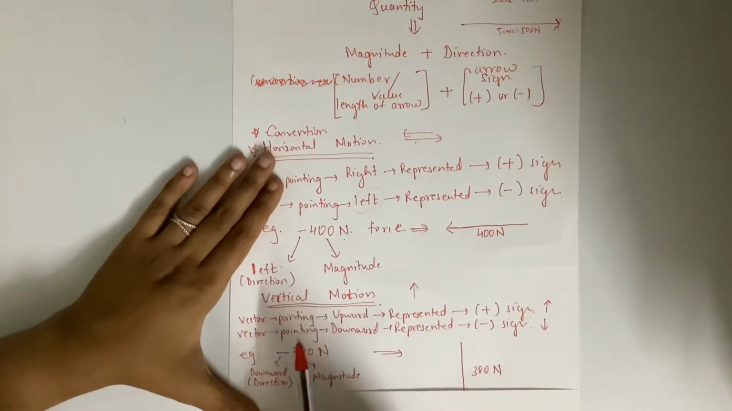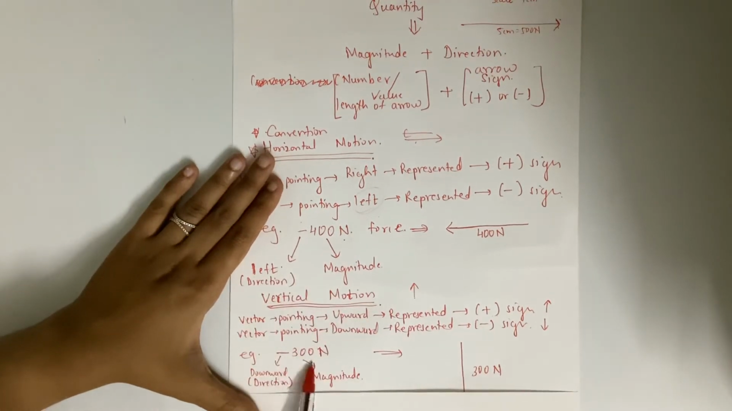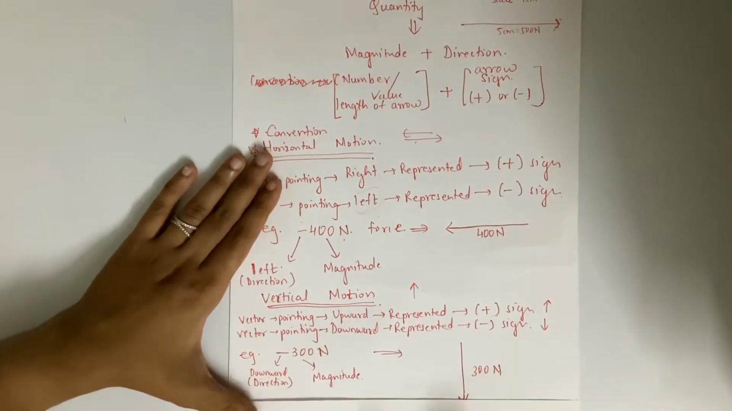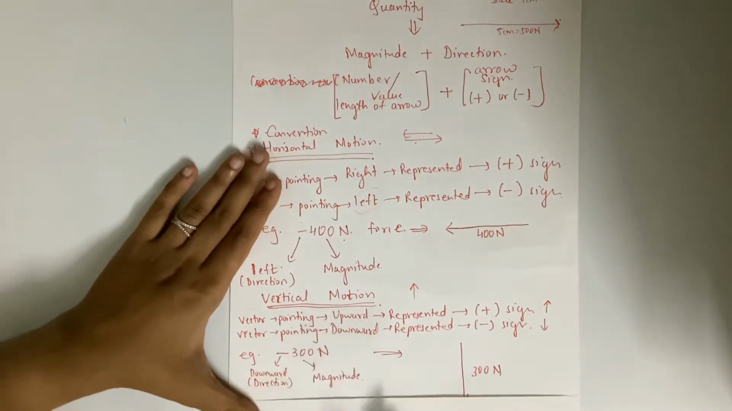So when there is only vertical motion, and the vector represented is minus 300 Newton, then the minus sign represents that the vector is pointing in the downward direction, and the magnitude is 300 Newton.